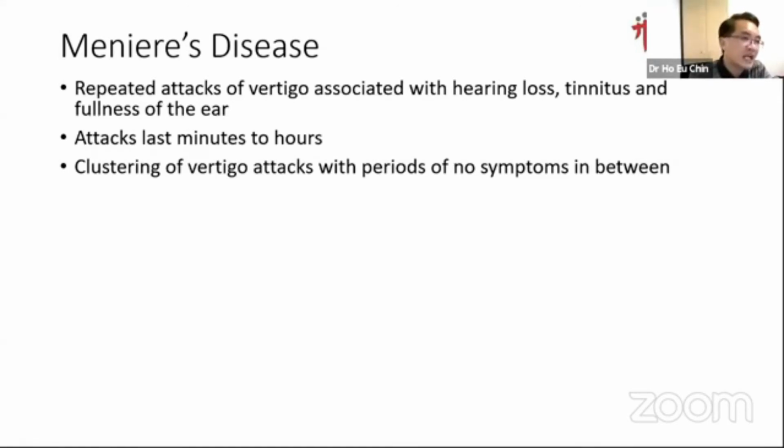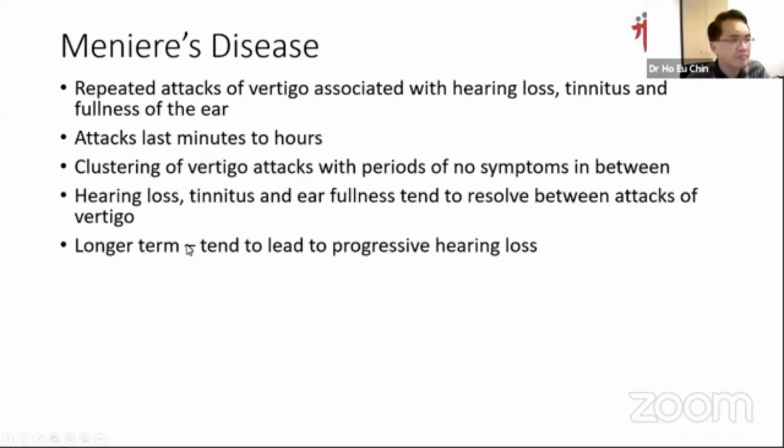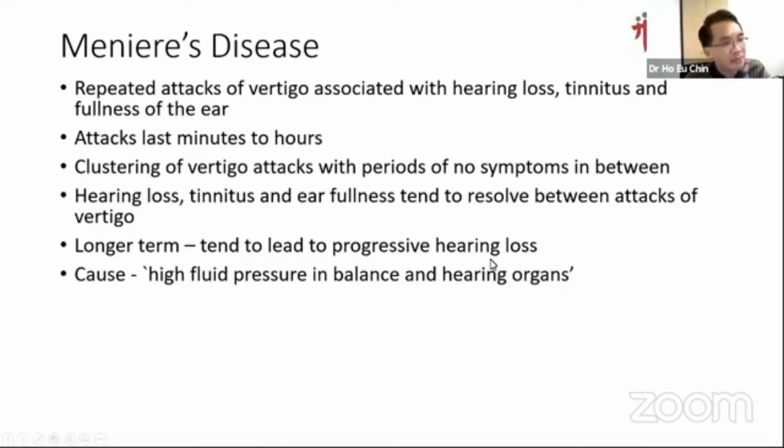And in between the vertigo attacks, they are pretty much asymptomatic, no symptoms, no vertigo, no imbalance, at least in the early stages of the disease. And usually the hearing loss, tinnitus, and the blockage in the ear will resolve between the attacks of vertigo. Longer term, as I indicated earlier, if the patient has it for more than 10 or 20 years, unfortunately, they tend to permanently lose the hearing in that one side. But usually when that happens, the vertigo improves as well. So they don't always feel so bad about the hearing loss because their vertigo improves or even disappears.